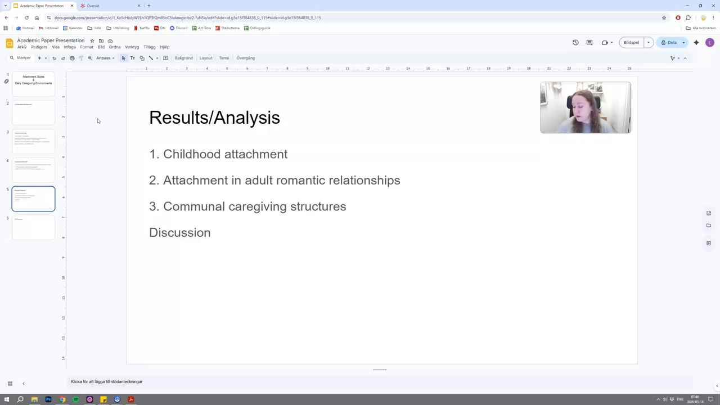So there would be a lower risk, I guess, to develop an insecure attachment style, because you would have more people around you, more caregivers who could meet those needs.